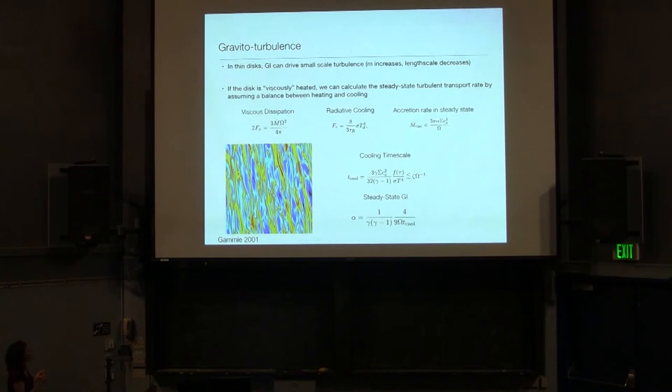But I just really want to emphasize, this is why you have to really worry about your artificial viscosity prescriptions or your numerical viscosity in the code. It's because understanding the transition from a state that looks like this to the fragmenting state that Tom was talking about depends on this viscous dissipation. It depends on how you heat up the disk.